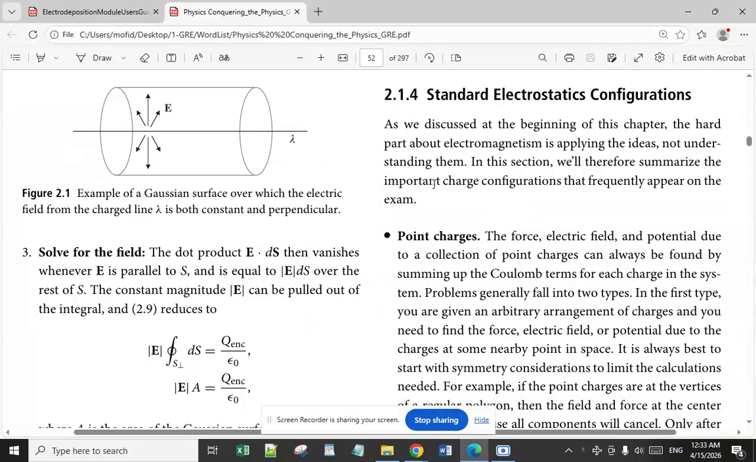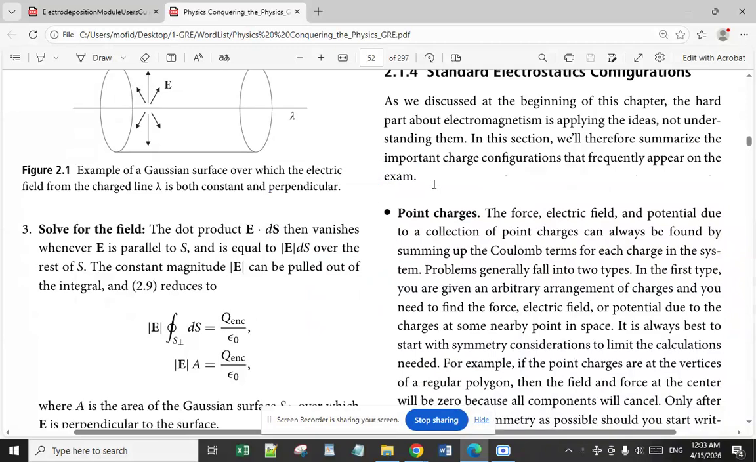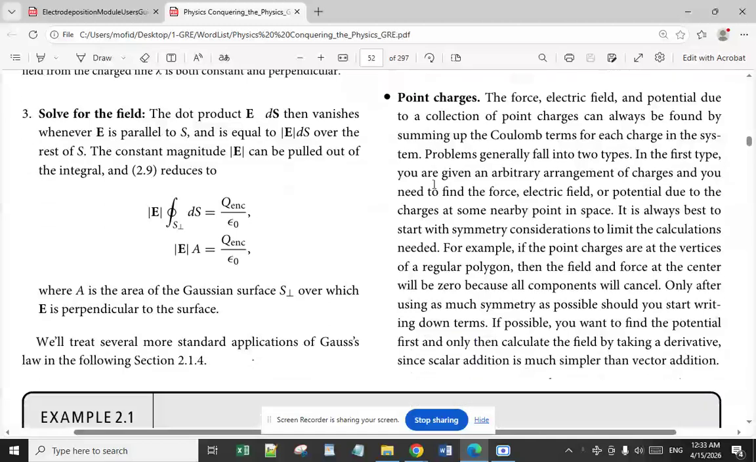In the name of Almighty God, I'm Master Sankoshi, and today I want to talk about the subsection of standard electrostatic configurations. As we discussed at the beginning of this chapter, the hard part about electromagnetism is applying the ideas, not understanding them. In this section, we will therefore summarize the important charge configurations that frequently appear on the exam. Now I want to go through the point charge.